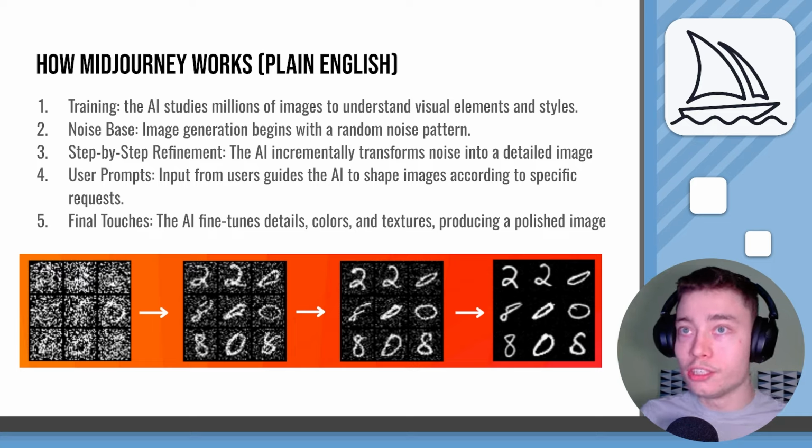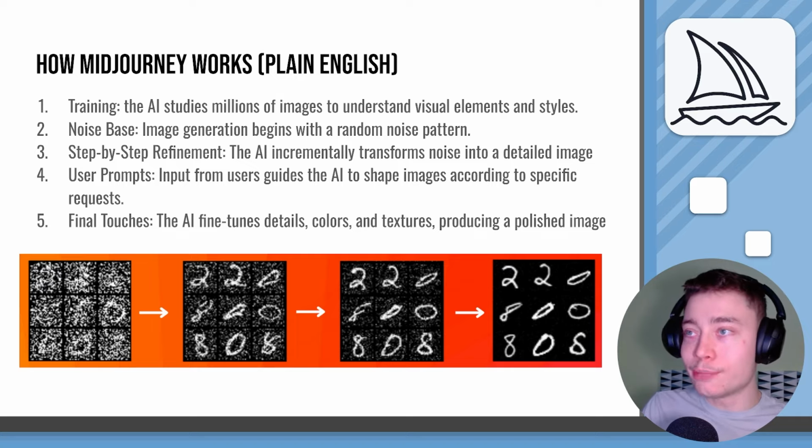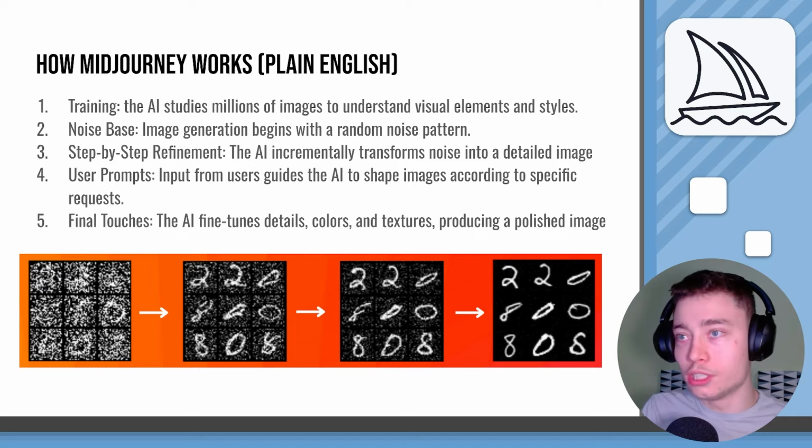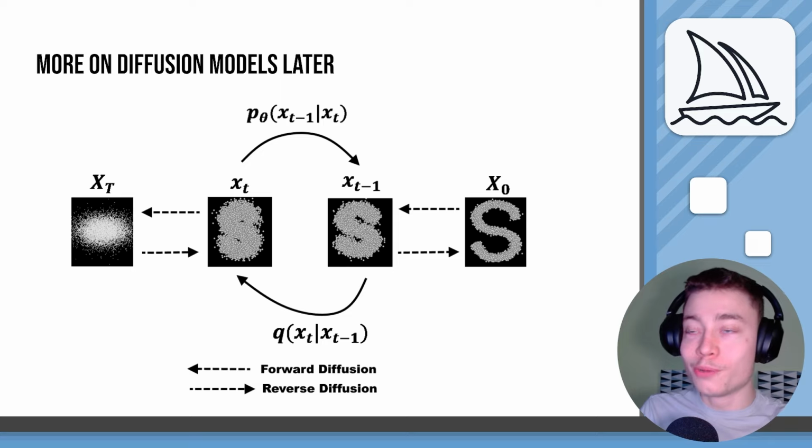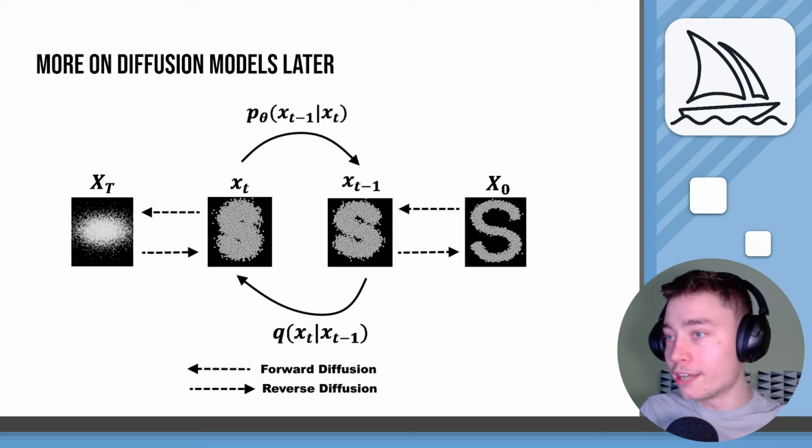Then the AI generates a noise base. So image generation begins with a random noise pattern. As you can see, this is for numbers. Obviously Midjourney creates way more advanced images, but the concept is the same. The next step is refining. The AI incrementally transforms noise into a detailed image. And then the fourth step is taking the user prompt, and it shapes the noise according to the prompt, fine-tunes the details, colors, and stuff like that. More on diffusion models later because they're quite advanced. So if you want to actually learn about them, keep watching.